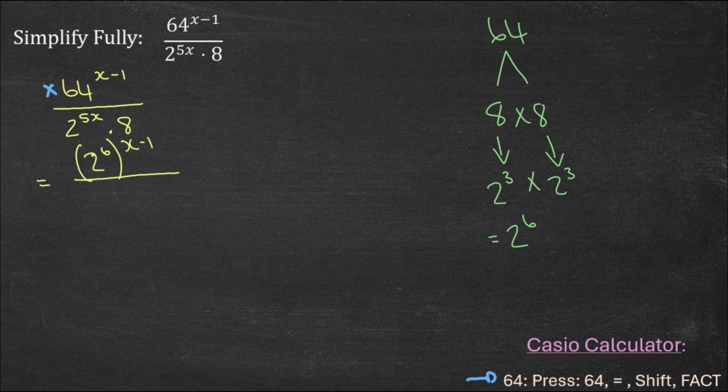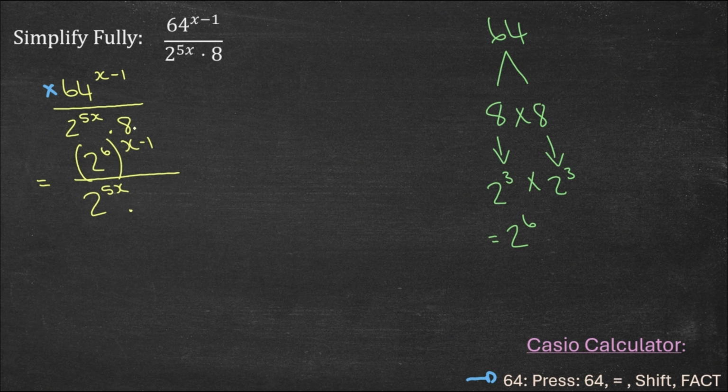Okay, next up, we're going to deal with the denominator. The first factor in this denominator is 2 to the power of 5x. Now, 2 is a prime number. That means I can leave it as is. So I'm just going to write 2 to the power of 5x. I cannot do anything to it at this moment.